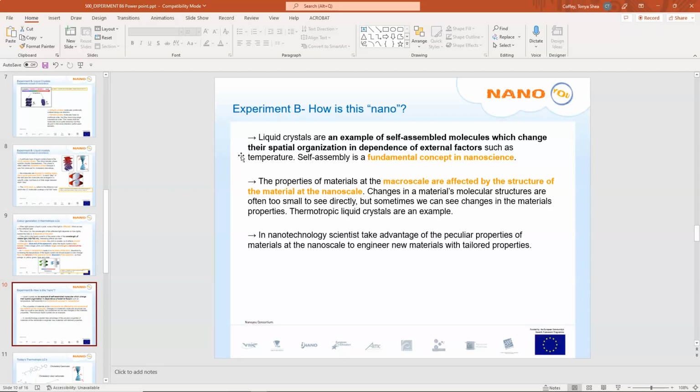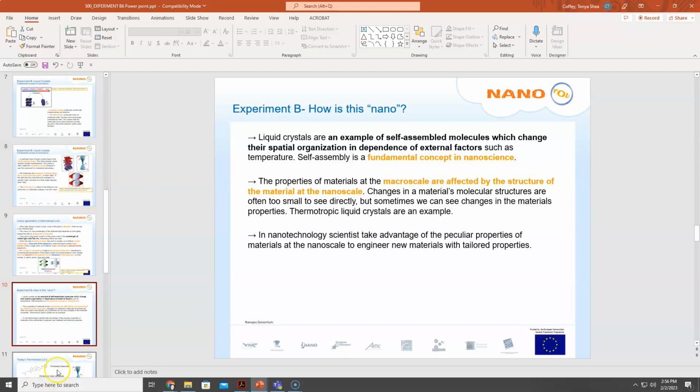They're too small to see, but that causes changes in the material properties, and an example of that are these thermotropic liquid crystals. So the goal of nanotechnology is to take advantage of peculiar properties of materials at the nanoscale to engineer new materials with tailored properties.